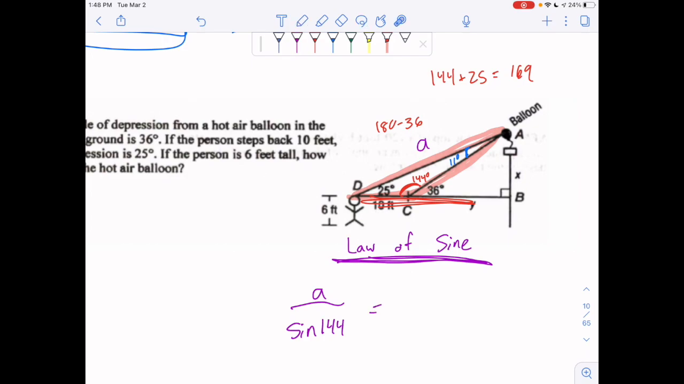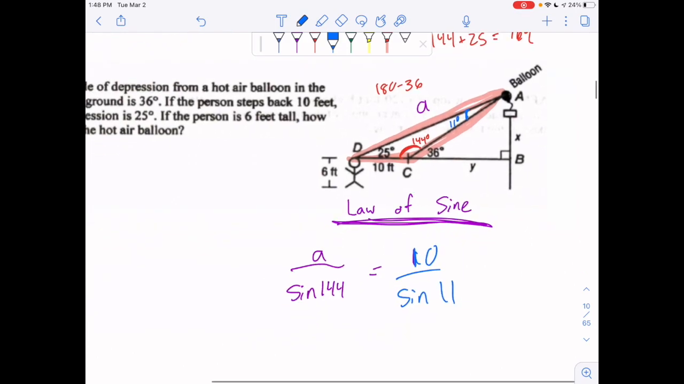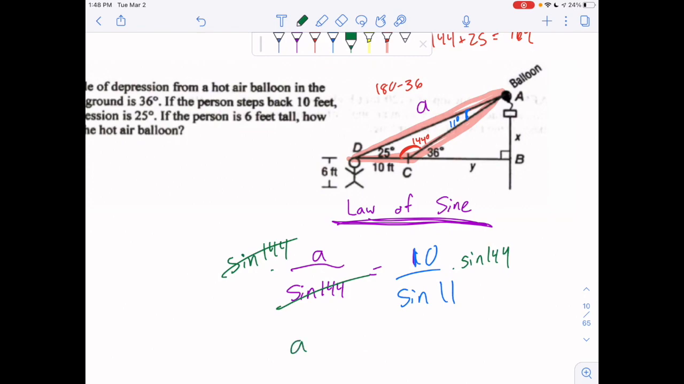equals, what other sides do you have here? You have that 10 feet, right? This here is 10 feet. The angle opposite that's 11. So you're going to set up 10 feet over sine 11. Okay. Once you do this, let's solve for A. Cancel. Your A should equal 10 times that sine 144 divided by sine 11.